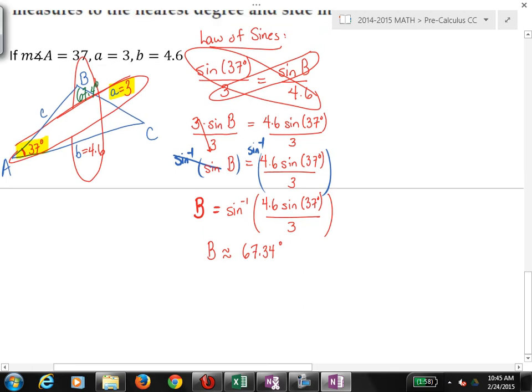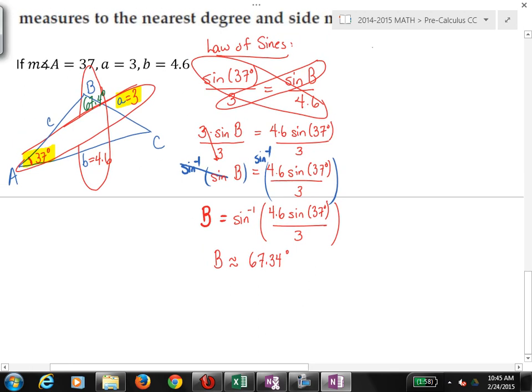If I already know that angle B is 67.34, what's the easiest thing to solve for next? Yeah, angle C, which is what? The process would be 180 minus the sum of angle A and B. 37 plus 67.4. I'm sorry, 67.34. I don't know why I put 4 here. It should have been 67.34. I'm sorry, what was this answer? 75.66.